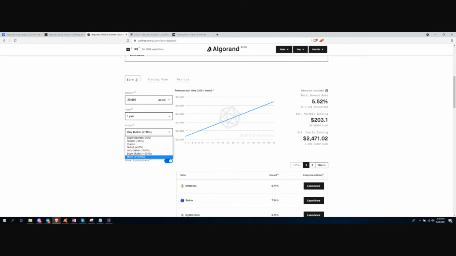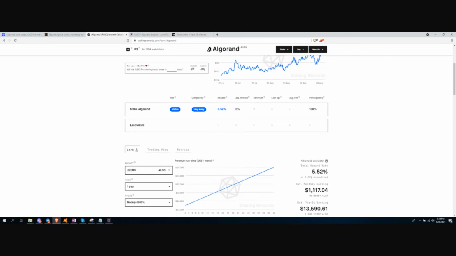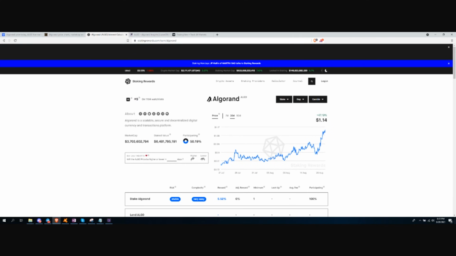You know, with it going to $5 and $10. At $5, you'd be getting $600 a month. At 1,000%, at $10, you'd be getting $1,000 a month off this particular crypto. But that's pretty much what I do. That's pretty much what I use for all my trading strategies.